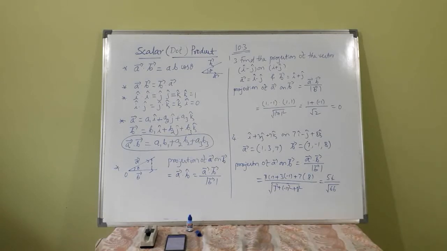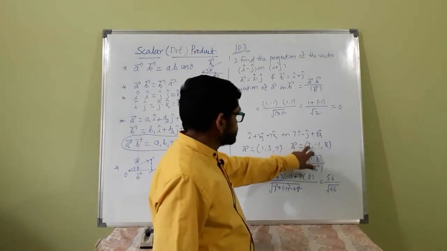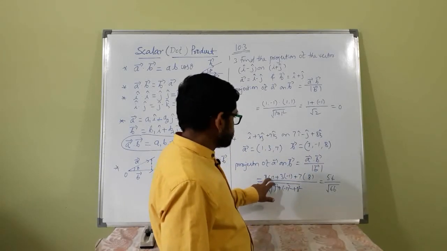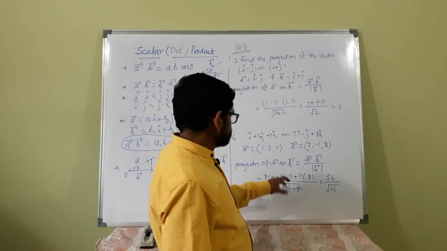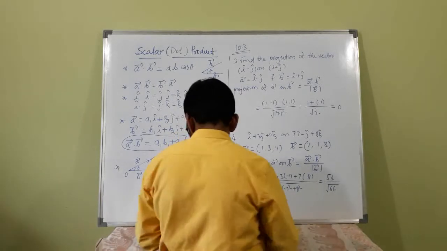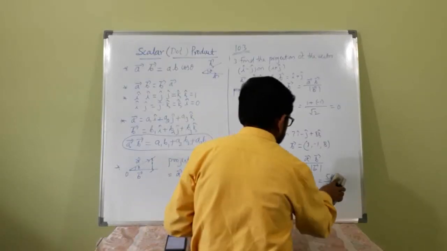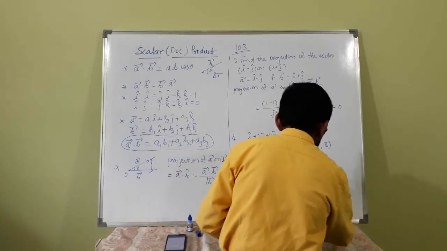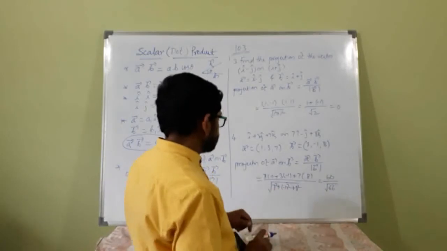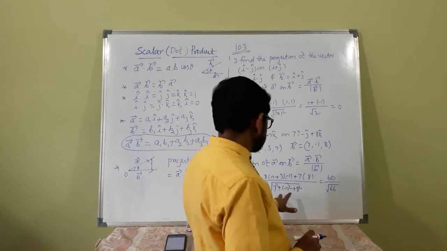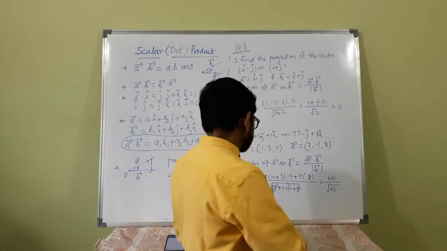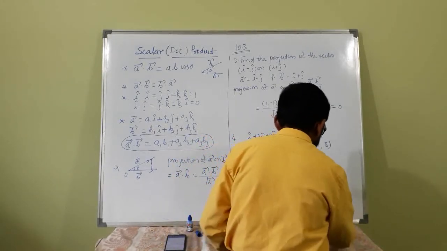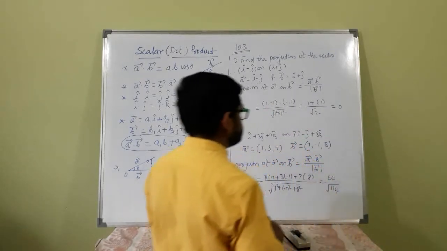Sorry, I have taken by mistake this as 1, this should be 7. Then this will be 7 into 1, 7 into 1 means 7, so the sum will become 60 instead of 54. And in the denominator 49 plus 1 plus 64, 114, root of 114 it is. Okay.